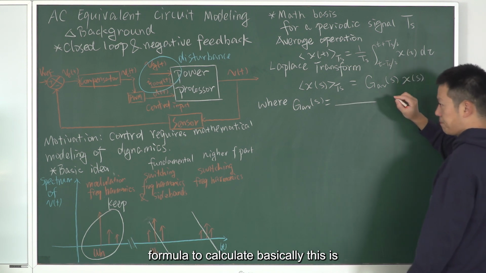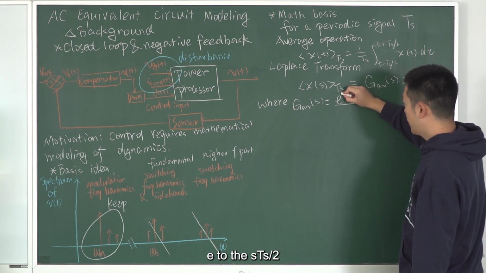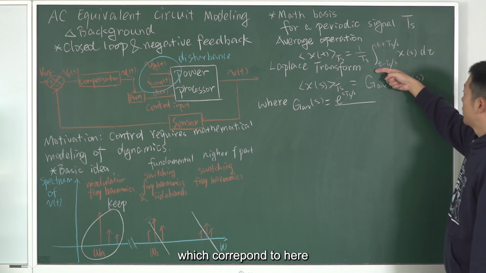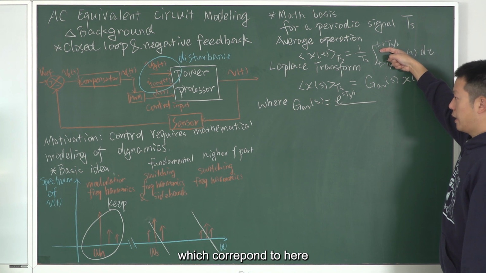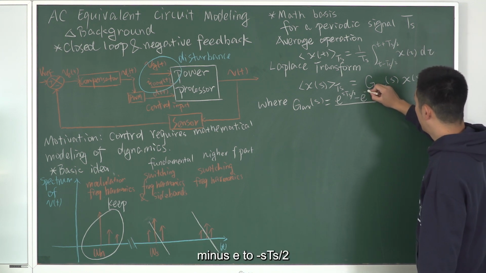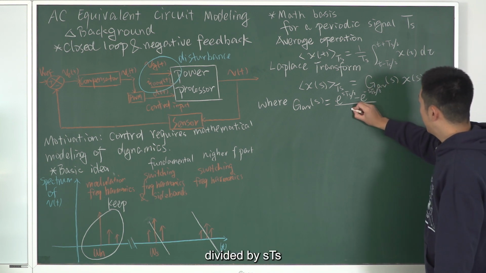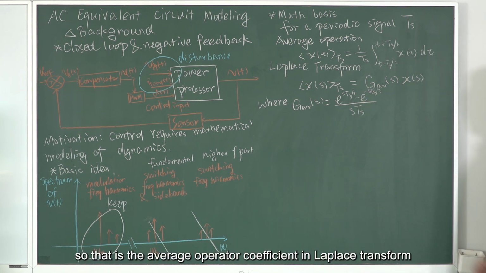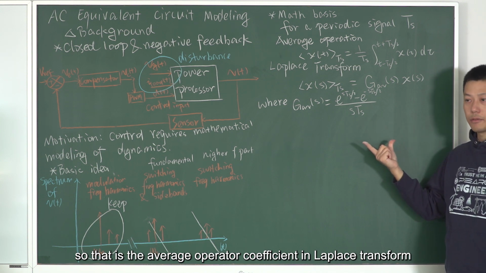Basically, this is e to the sTs over 2 minus e to the minus sTs over 2, divided by sTs. So that is the average operator coefficient in the Laplace transform.